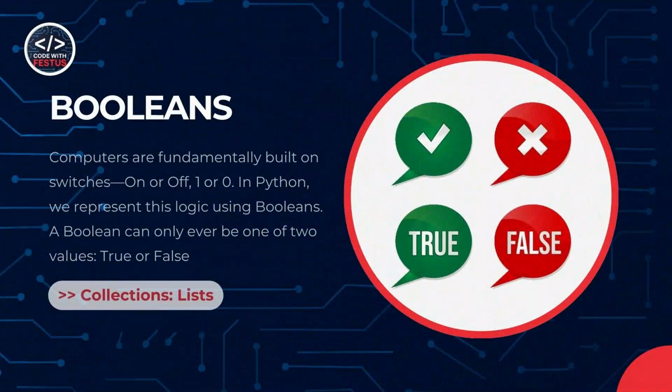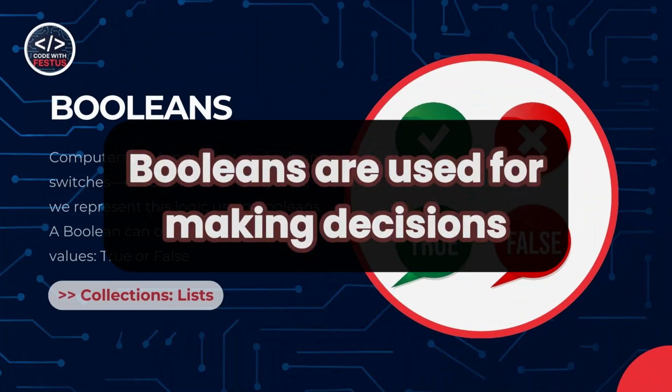Booleans: True or False. Computers are fundamentally built on switches: on or off, 1 or 0. In Python, we represent this logic using booleans. A boolean can only ever be one of two values: True or False. Note that in Python, this must always start with a capital letter. Booleans are the decision makers of your code. They track conditions.